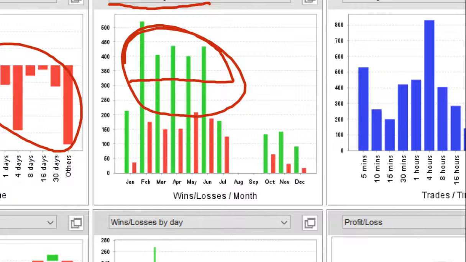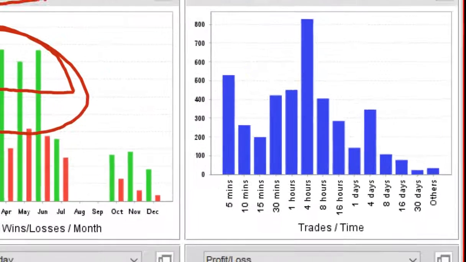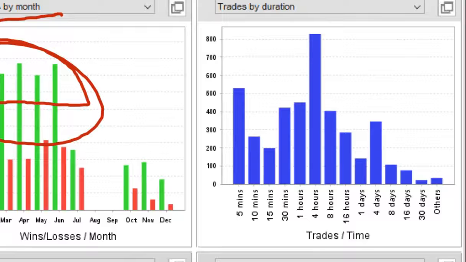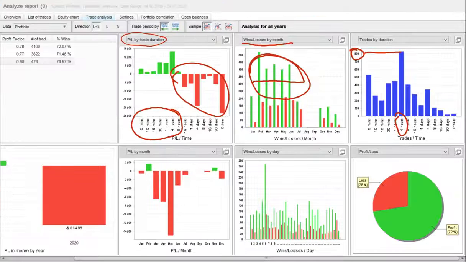And in trades by duration, the highest number of trades he has placed is in the 4 hours time frame, where you can see that 800 trades were placed. So he is a day trader, and he is very good at that. That's the reason he is placing that many trades.